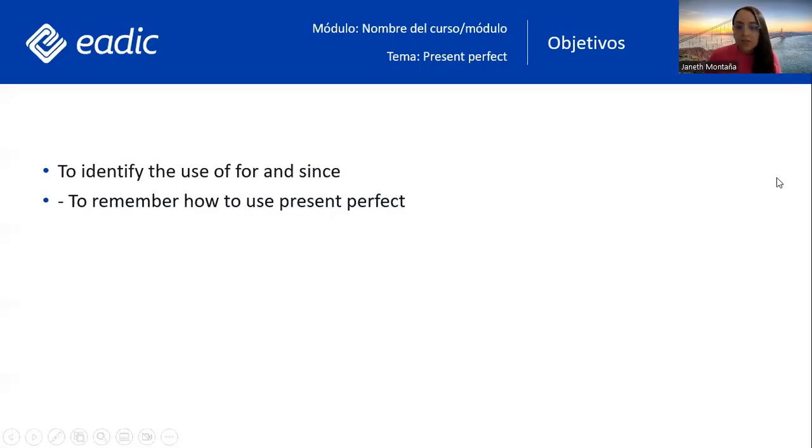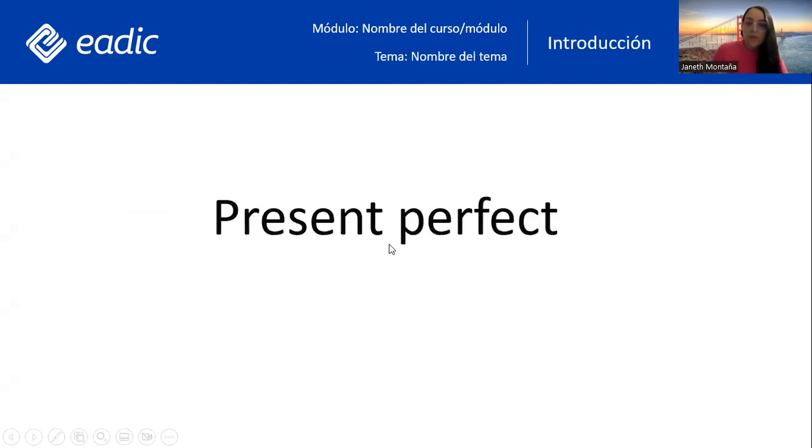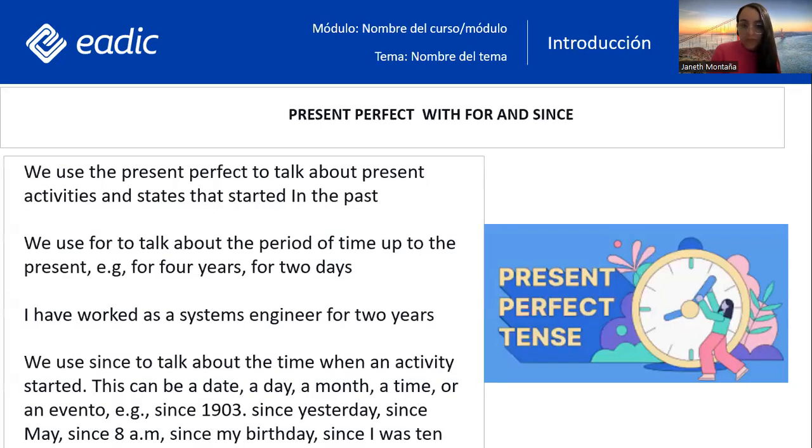The first thing we're going to talk about is the objectives. The objectives are to identify the use of for and since, and to remember how to use present perfect. The big topic is present perfect with for and since.